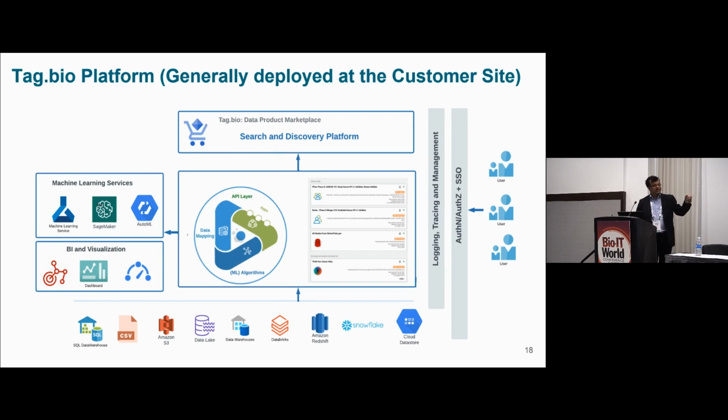And you can ingest this almost from anywhere, like a SQL layer, CSV, Amazon S3 block storage, data lakes, and so on and so forth. We also allow single sign-on with respective authorization and authentication, and granular control of each data product by the owner. So even if you're authorized, unless the owner allows you, you cannot see it.